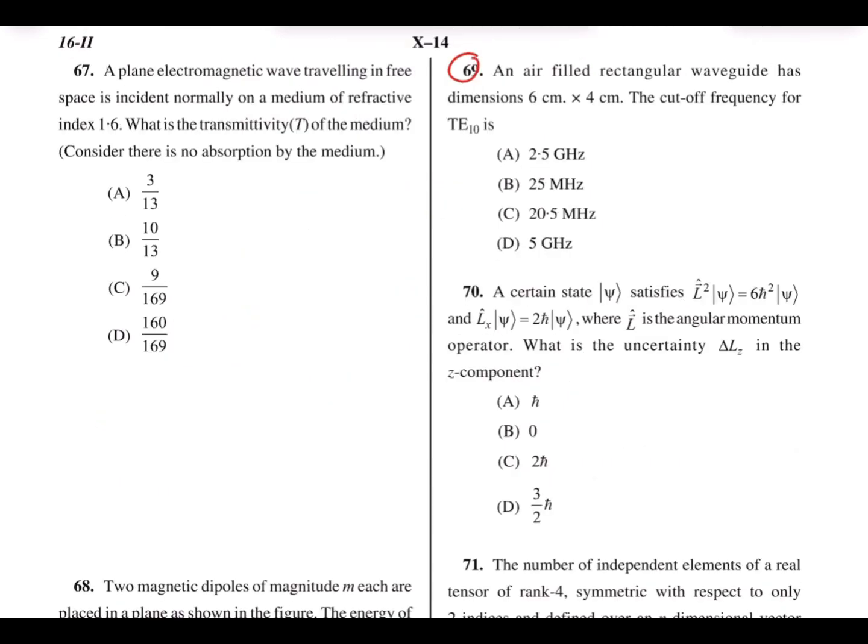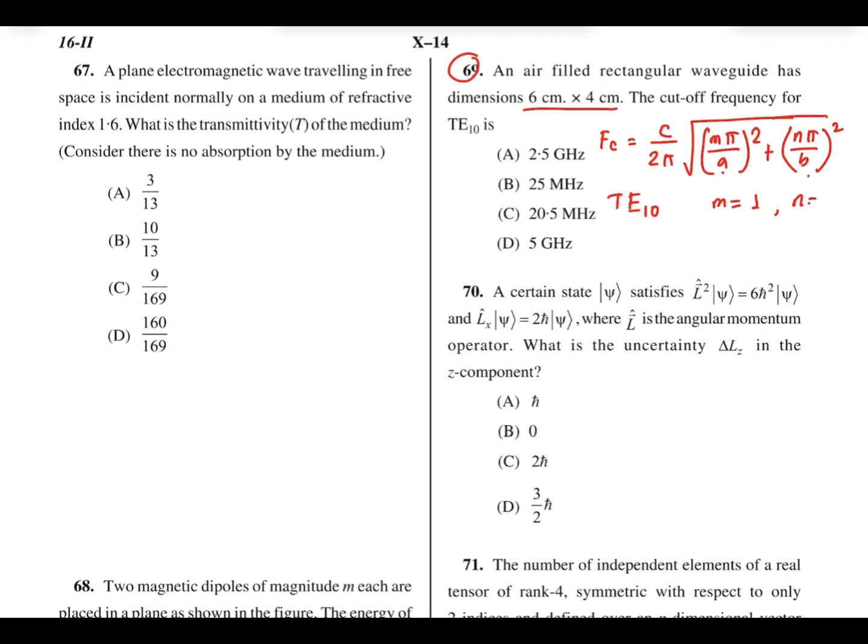Problem 69. An air-filled rectangular waveguide has dimensions 6 cm by 4 cm. The cutoff frequency for TE1,0 is... We know the cutoff frequency can be expressed as c by 2 pi times the square root of (m pi by a) whole squared plus (n pi by b) whole squared, where a and b are the dimensions of the rectangular waveguide and c is the speed of light. In this case we have to calculate the cutoff frequency corresponding to TE1,0, so we take m to be 1 and n to be 0.